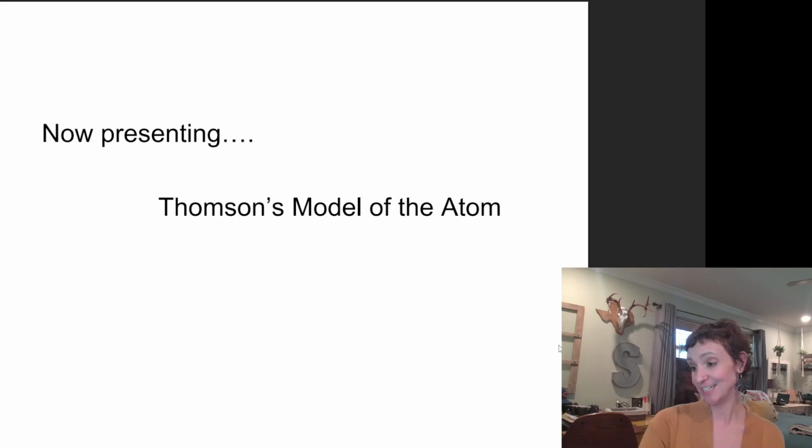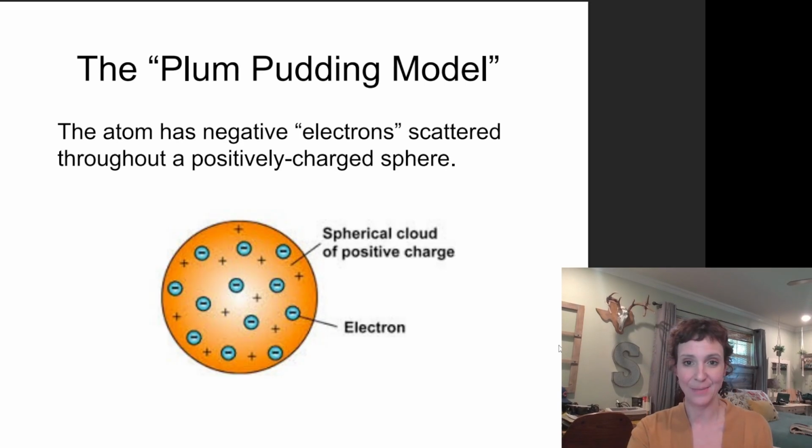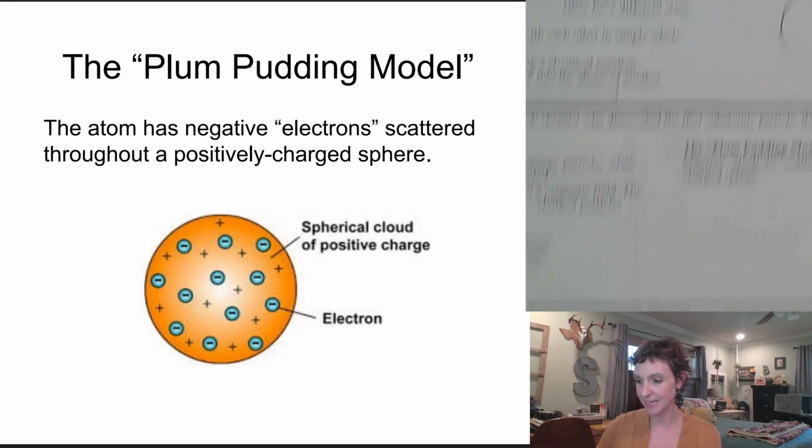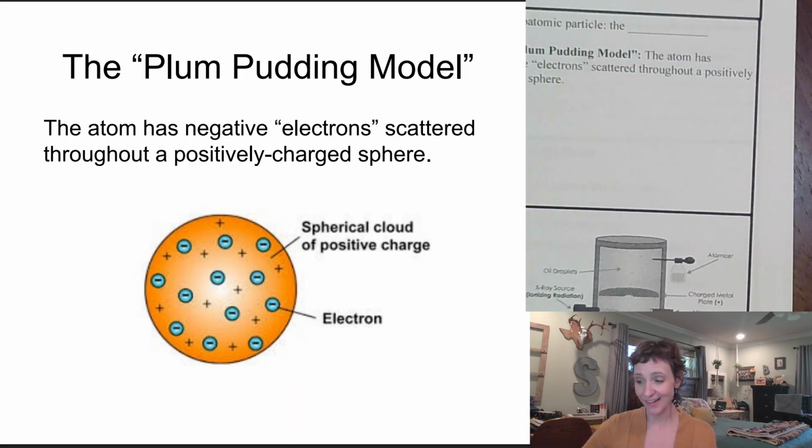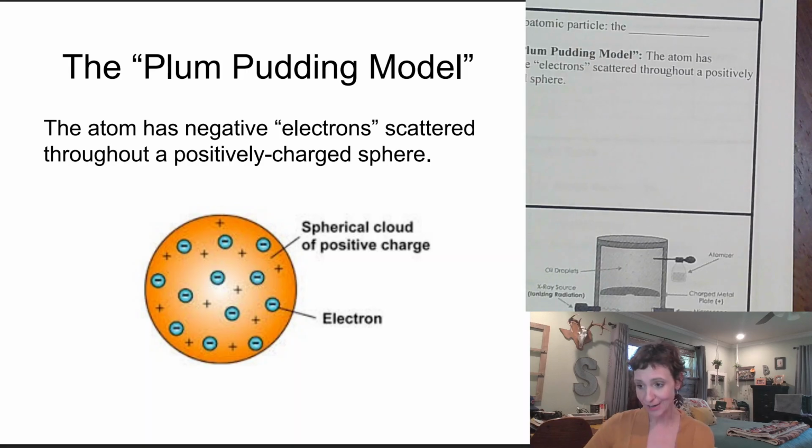So, presenting Thomson's model of the atom. They call it the plum pudding model of the atom. And plum pudding is kind of, I feel like, a dated word. I like to call it the chocolate chip cookie dough ball model of the atom.